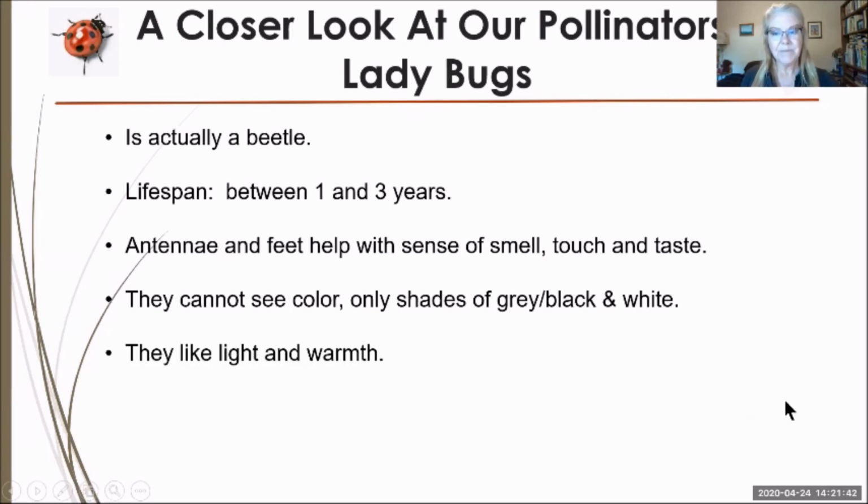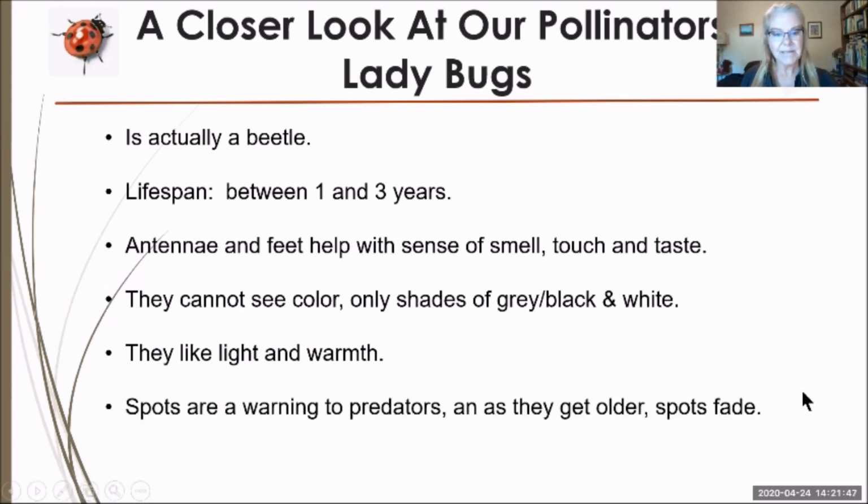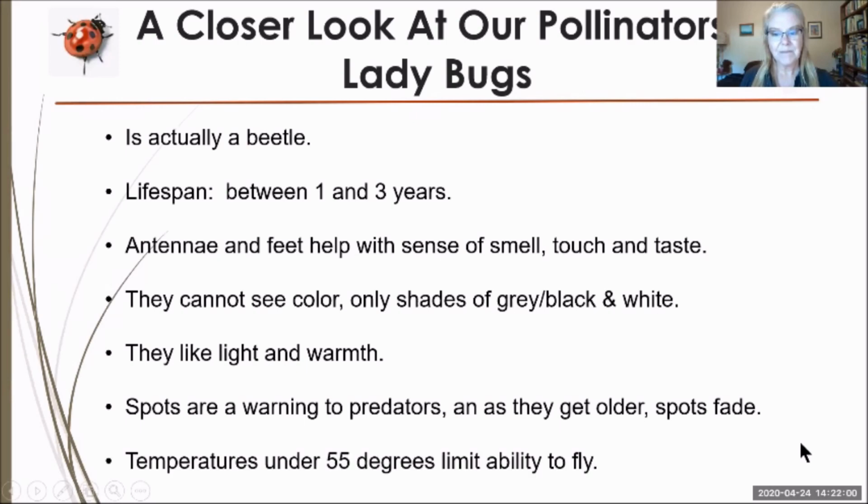The ladybugs love light and warmth. And it's kind of interesting. Their spots are actually warning to predators. So as they get older, their spots actually fade, so you can tell how old a ladybug is that way. And these guys won't fly in temperatures under 55 degrees. So that limits their ability to fly.